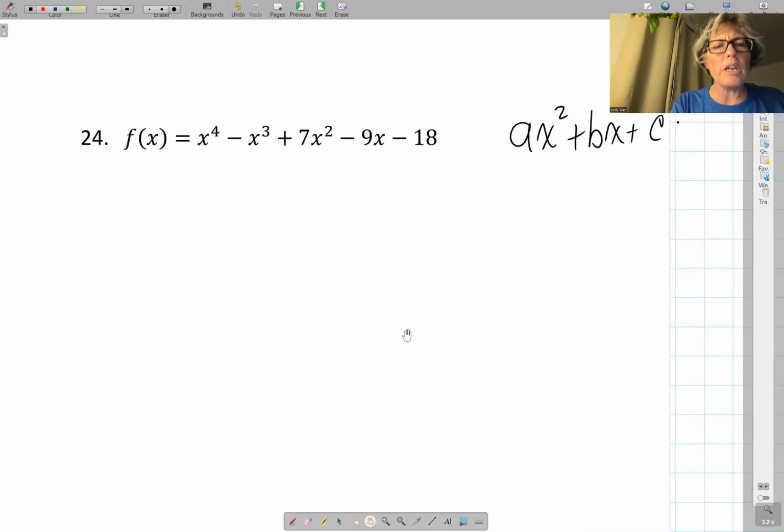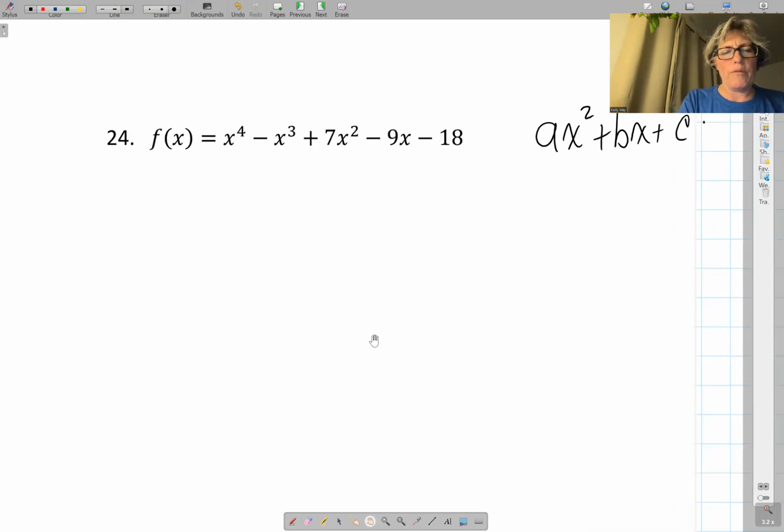So we're going to regroup a few things, and I'm going to regroup the odd exponent with the odd exponent. You'll see why that's helpful in just a moment. So we're going to have here negative x to the third minus 9x. And then I am going to group here the even exponent with the even exponent.